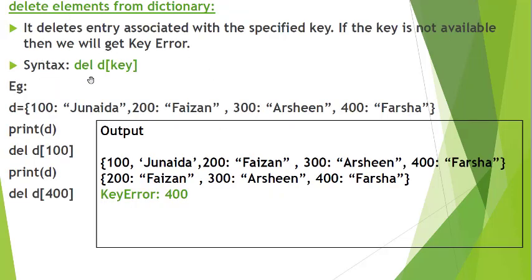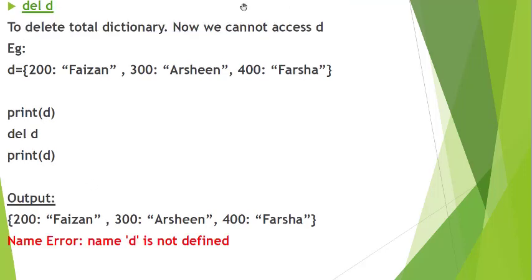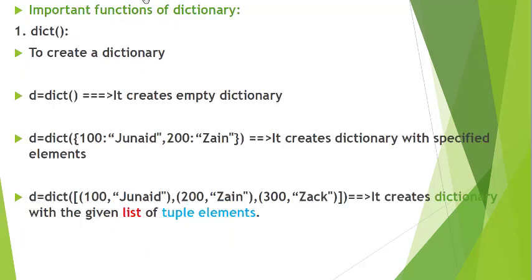Now for deleting elements from a dictionary, you can simply use del: del d of whatever key we have. For example, you say del d of 100. That means 100 Junaid will be deleted, and so on. Now, if you say d.clear, it will clear everything from the dictionary and make it an empty dictionary. Okay. Now, if you say del d and then want to print d, it can't print it because d is deleted.